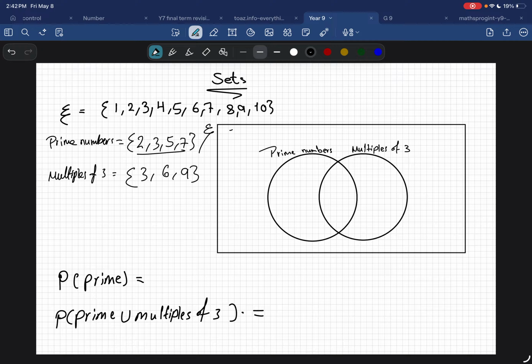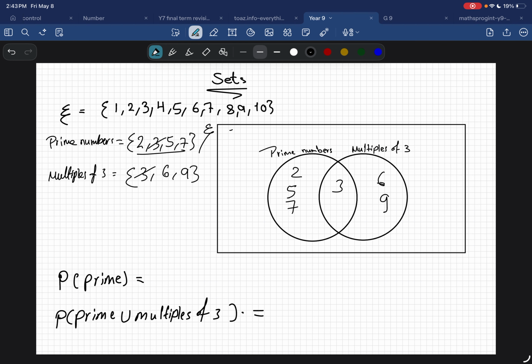So let's write them down. Before we start writing, what's the common number between here and there? We have 3, so we write 3 in the middle because it's repeated, and we cross it off. Then for the prime numbers we have 2, 5, and 7 left over, and here we have 6 and 9 left for the multiples of 3, as you can see here. It's really important, guys, to understand this.